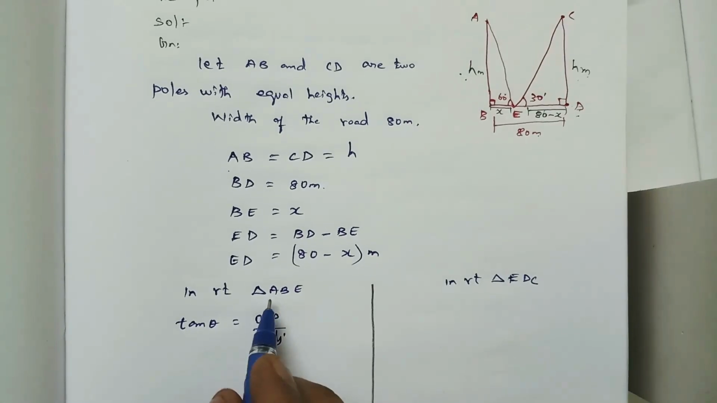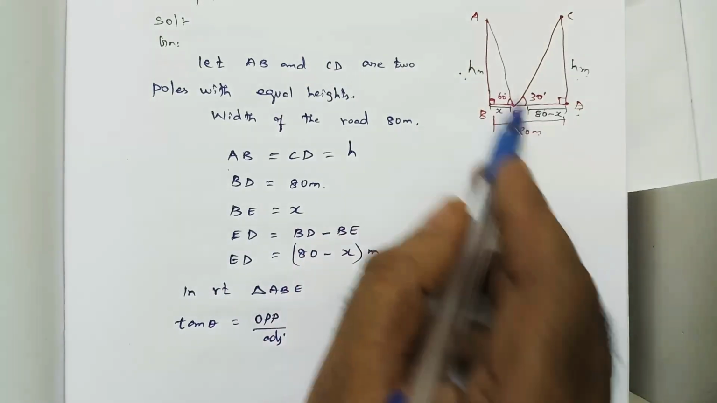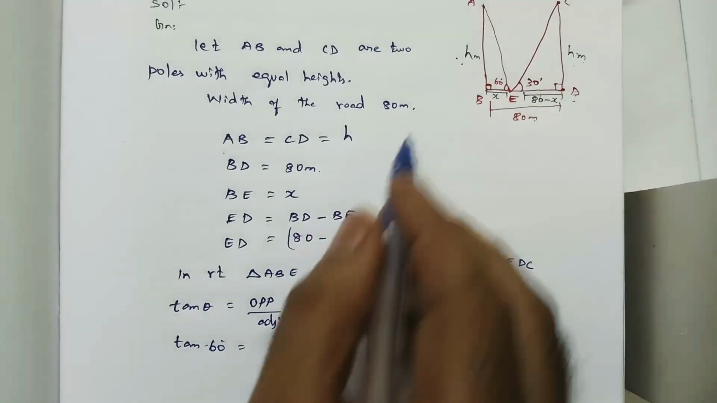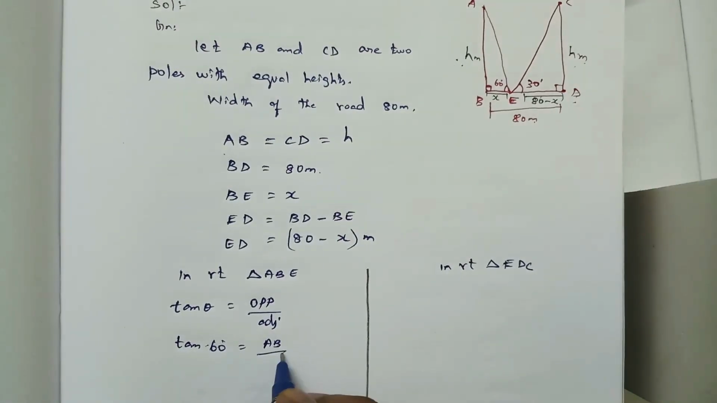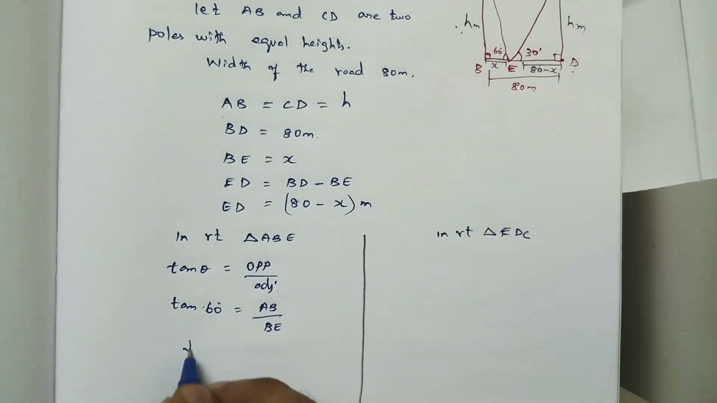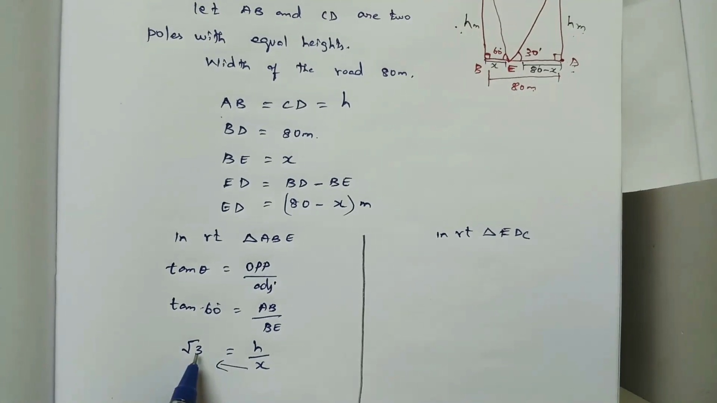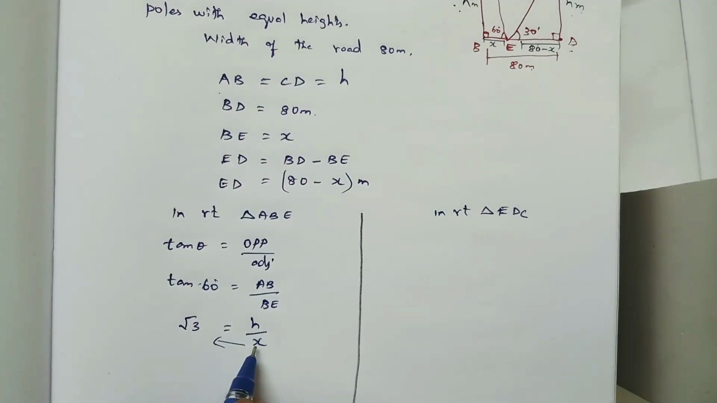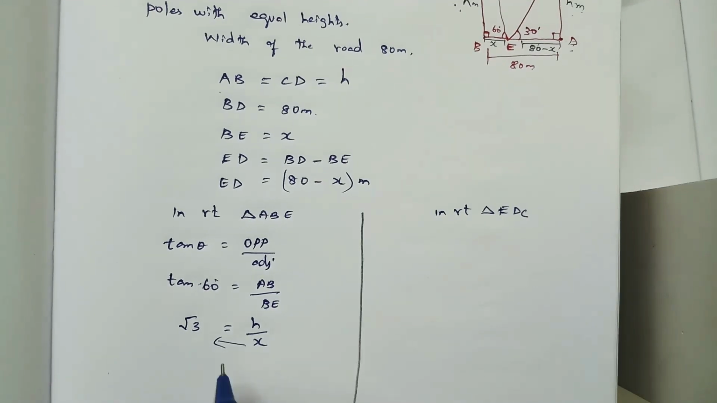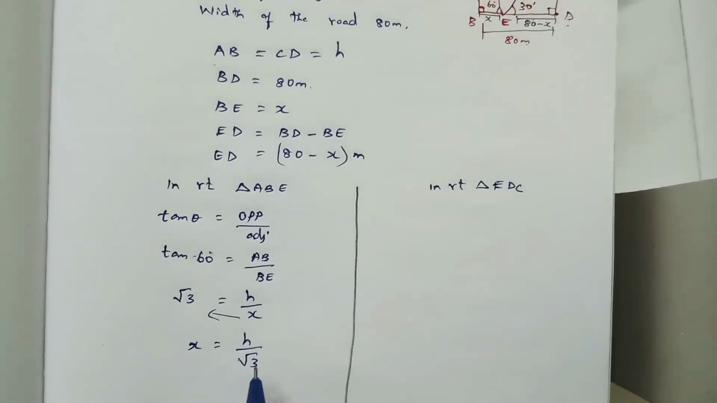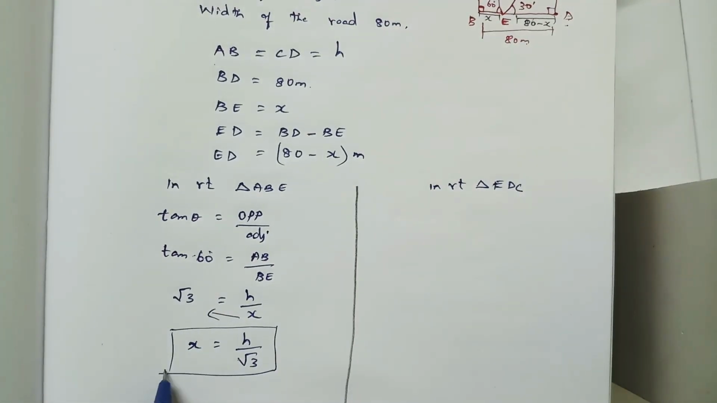So what is the angle for triangle ABE? 60 degree. So tan 60 degree is equal to opposite side, that is AB divided by BE. What is the value of tan 60? That is nothing but root 3 is equal to, what is the value of AB? That is H divided by X. Just bring this X to the LHS and root 3 to the RHS. Then denominator goes to numerator, numerator goes to denominator, right? Then X is equal to H divided by root 3. You can keep it as it is, no problem, right?